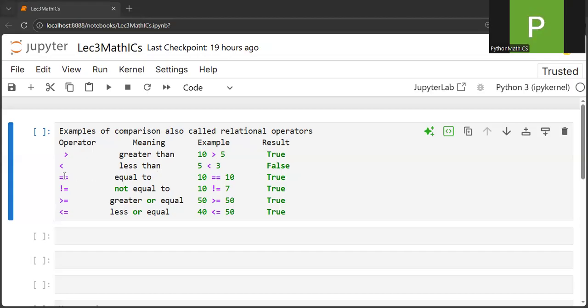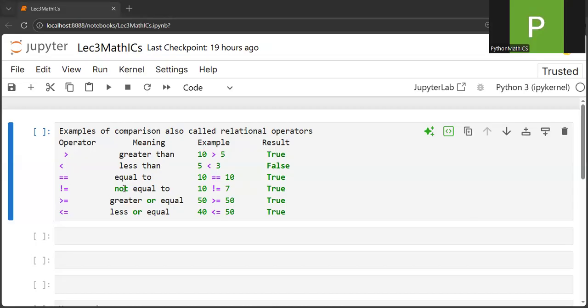Similarly, in math, you also use the equal sign. You just check whether the two numbers are equal. So we use the double equal sign as the comparison operator. So 10 equal to 10 means the answer is true. Of course, 10 equals 10. But if I write 10 equal to 11, in that case, it will be false.